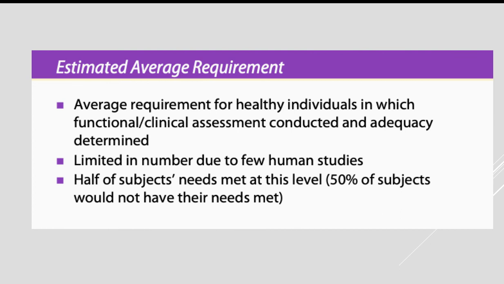So that's an average. If everyone consumed an estimated average requirement of food, half the people would be getting plenty of that nutrient, half of them would be low in that nutrient because of their different metabolic needs.